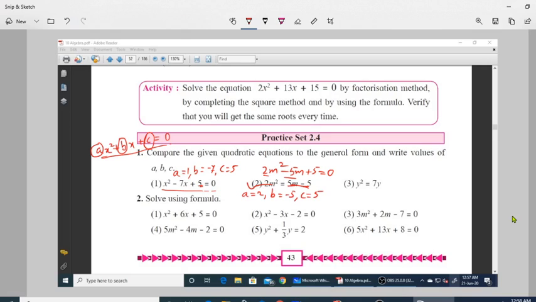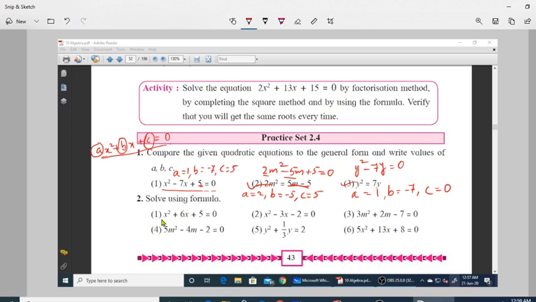Now even this equation can be written in proper standard form. So I can write it as y square minus 7y equals to 0. In this equation we don't have the third term, that is c. So here a will become 1, b is minus 7, and what about c? Since there is no third term, c will become 0. So this way you can find the value of a, b, c in the given equations.